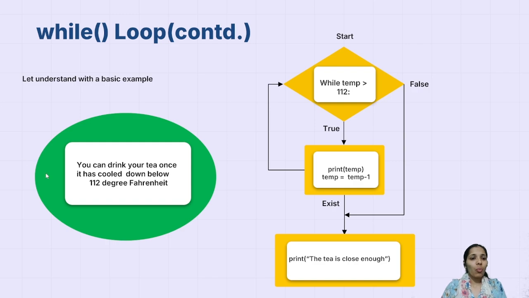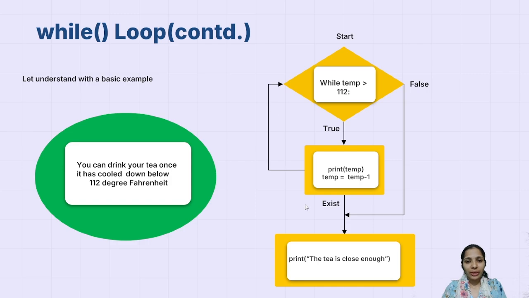Here, the while loop is also an event control loop. For example, you can drink your tea once it has cooled down below 112 degrees Fahrenheit. So the condition we are putting is while the temperature is greater than 112.